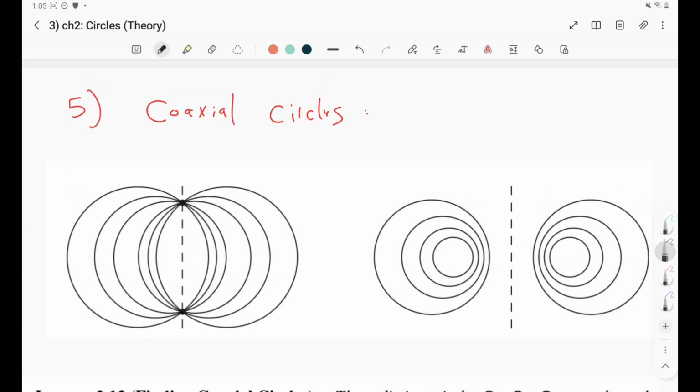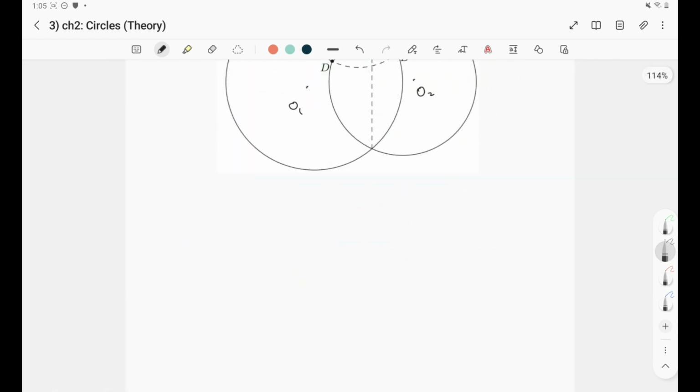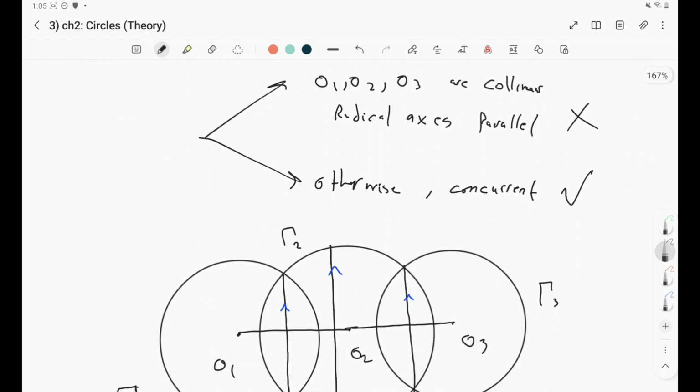Just remember that coaxial circles have their centers collinear. In fact, just one thing here, remember when we divided our cases for the radical center into two, we said if the centers are collinear, then the radical axes are parallel, otherwise they're concurrent. Well, if you want to be precise, we can divide this into 4 cases. Because right now, if the centers are not collinear, then for sure they're concurrent, and indeed we have a radical center that is a point, right? If they are collinear, then actually we have many cases. First of all, if they are collinear but the radical axes are different, then yes, they are parallel, and we don't have a radical center in this case.